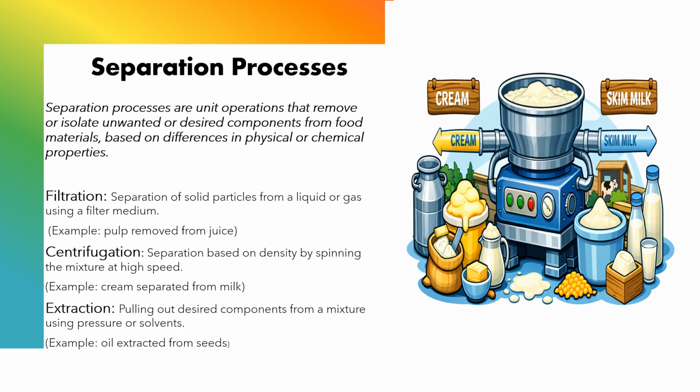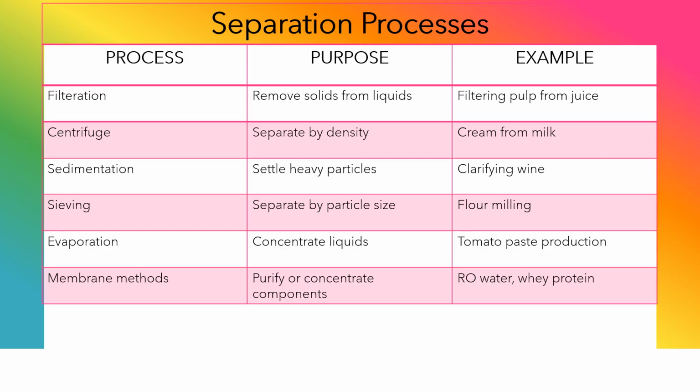The next one is extraction, that means pulling out desired components from a mixture using pressure or solvents. For example, oil extracted from seeds. Another separation process is sedimentation, that means allowing heavier particles to settle under gravity. For example, clarifying wine. The next one is sieving, means separating particles based on size using mesh or perforated plates. For example, we have flour milling.